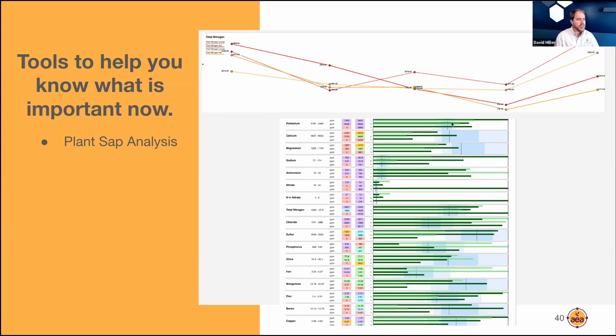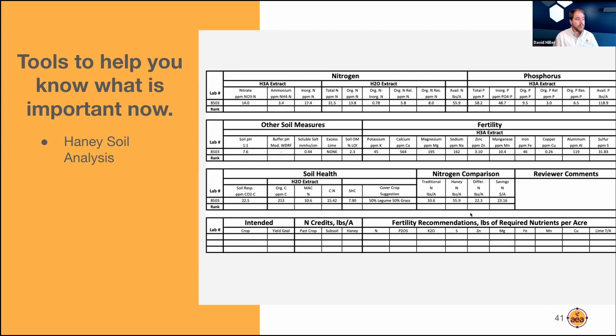So looking at this, we can see that magnesium would be way more important than potassium. We can see that iron would be way more, actually iron newly is pretty good, but that's more important than nitrogen. We have plenty of nitrogen. So these are the tools that you have at your fingertips. We can help you with that.